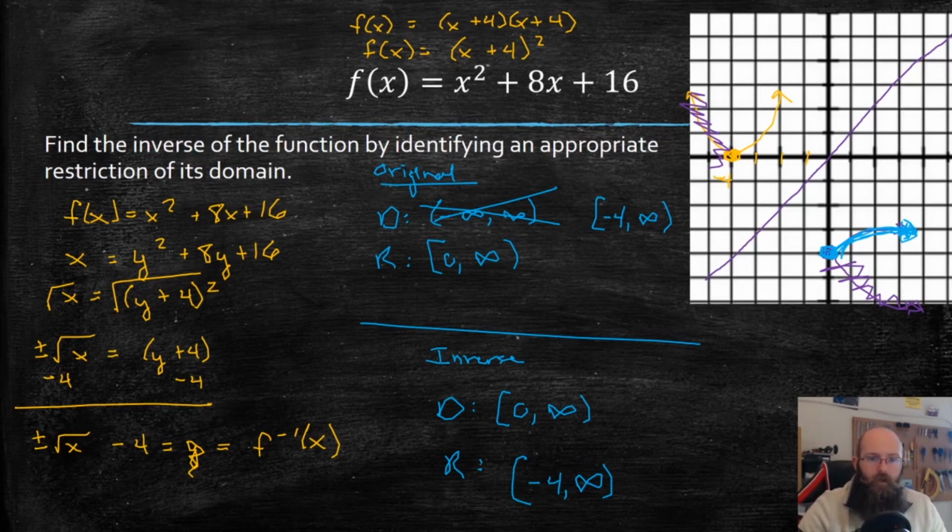identifying an appropriate restriction of its domain. My restriction is that my domain must be negative 4 to infinity. That will ensure that my inverse stays a function. Because my initial part is a function, but as I reflect it to make it an inverse, it does not stay a function anymore. So I have to restrict my original so that my inverse stays a function. Alrighty, let's go on and check out our next example.